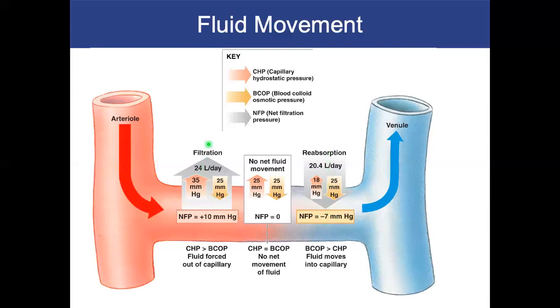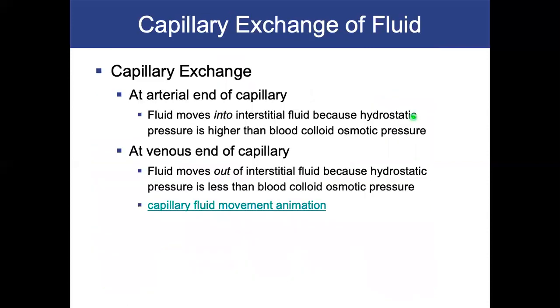So this creates a little microcirculatory loop, right? Fluid leaves the capillary bed at the arterial end, and that's called filtration. And then the cells pick up whatever nutrients they need and kick out wastes, and then that stuff gets reabsorbed back into the venule and then into general circulation. Capillary exchange at the arterial end: fluid moves into interstitial fluid because hydrostatic pressure is greater than blood colloid osmotic pressure. At the venous end of the capillary, fluid moves out of interstitial fluid because hydrostatic pressure is less than colloid osmotic pressure.